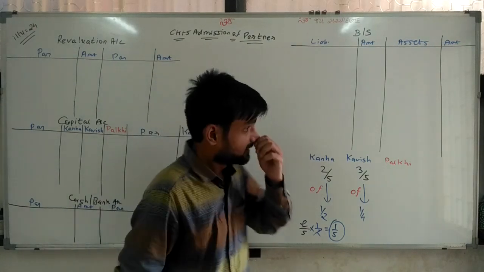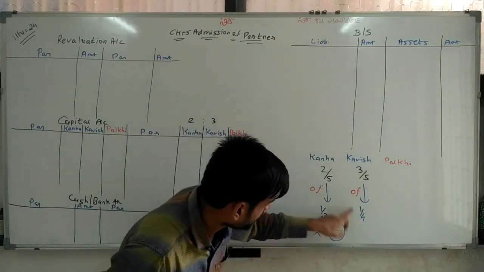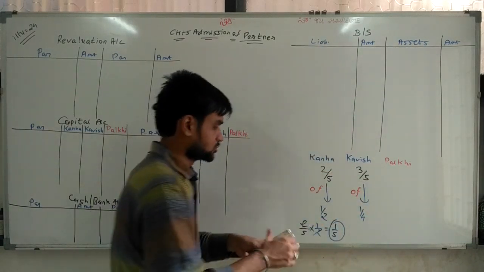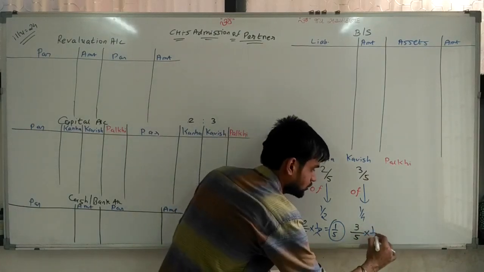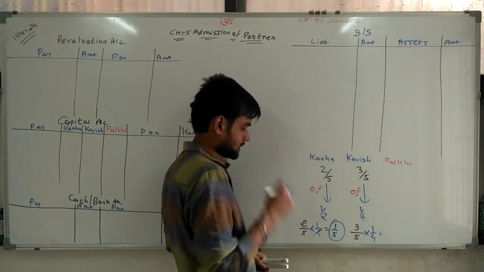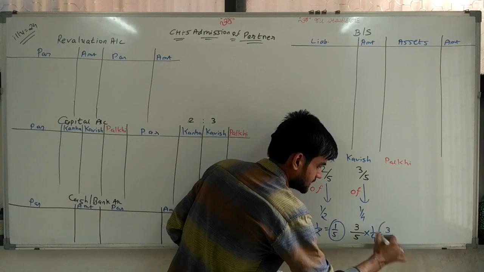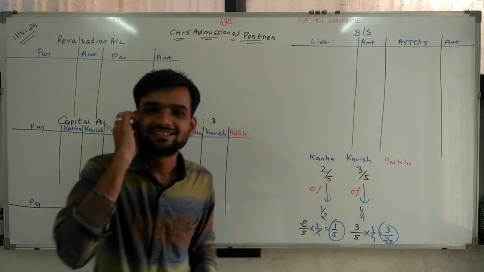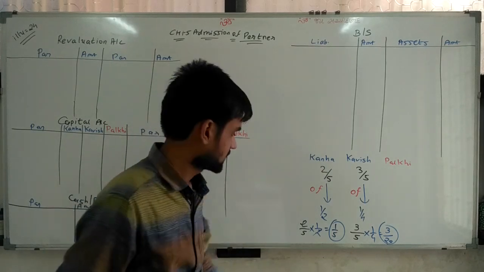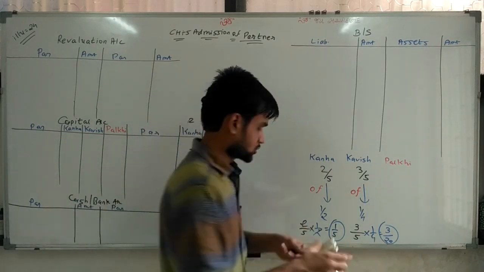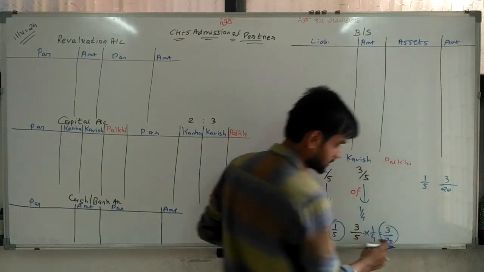Same way, 20% of 5,000 means 5,000 into 20%. 1/4 of 3/5. So 3/5 into 1/4. What is the answer? 3 ones are 3, 5 fours are 20. Sir, this is the sacrifice. Now sir, what is the sacrifice ratio? 1 by 5 and 3 by 20. So first of all we are writing 1 by 5, 3 by 20.